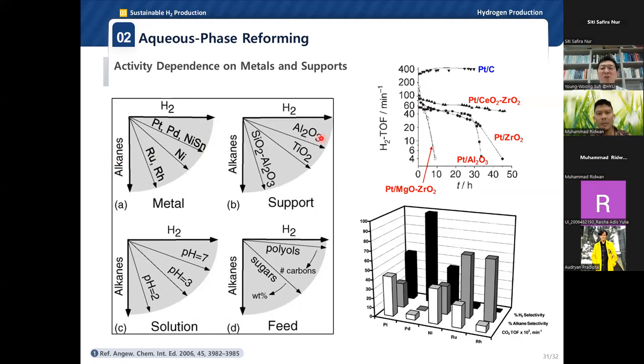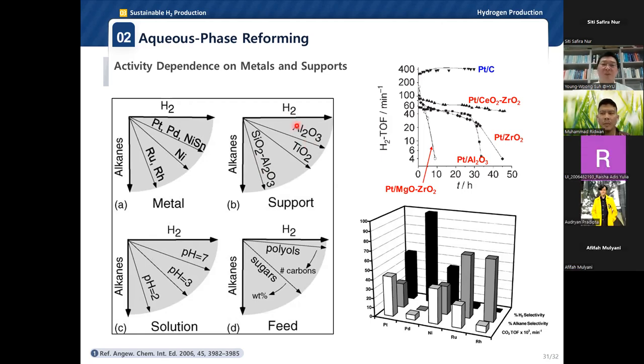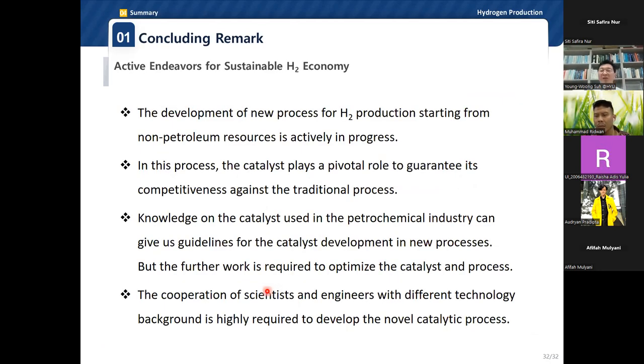And also here, to get the high purity hydrogen, we do not use this kind of acid material, acid support. We just use the Lewis acidic alumina support to get the high purity hydrogen. And also pH condition and the substrate type are very important to get the high purity hydrogen. And this is the last slide of today's class.